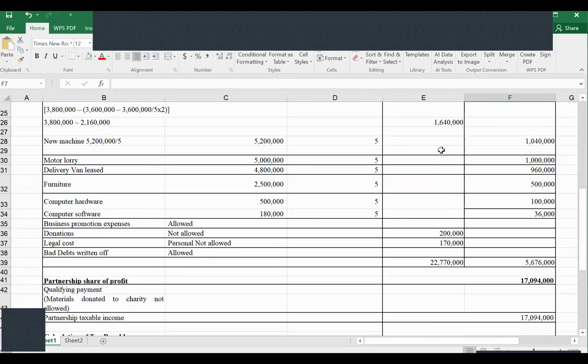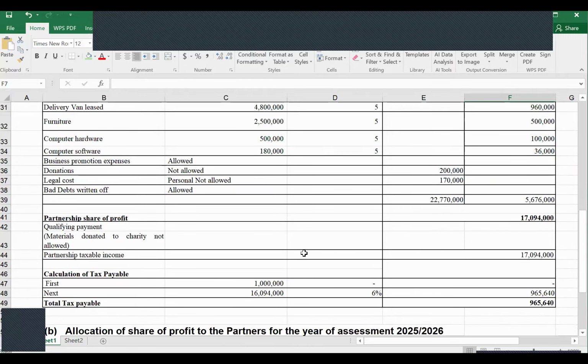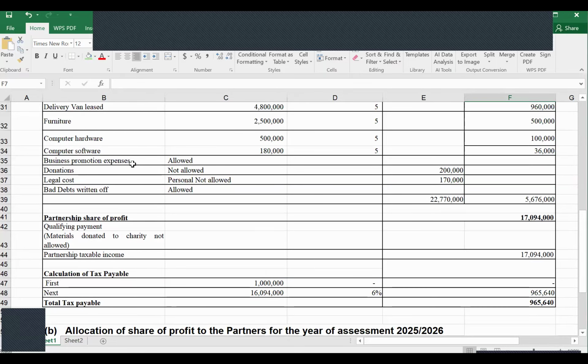Then motor lorry, 5 years depreciation can be granted. Delivery van leased, 5 years can be granted. Furniture, 5 years. Computer hardware and computer software, 5 years depreciation can be granted. Business promotion expenses are allowable because we have not been given much detail. Therefore, we can assume that all are entitled for the deduction as marketing expenditure.